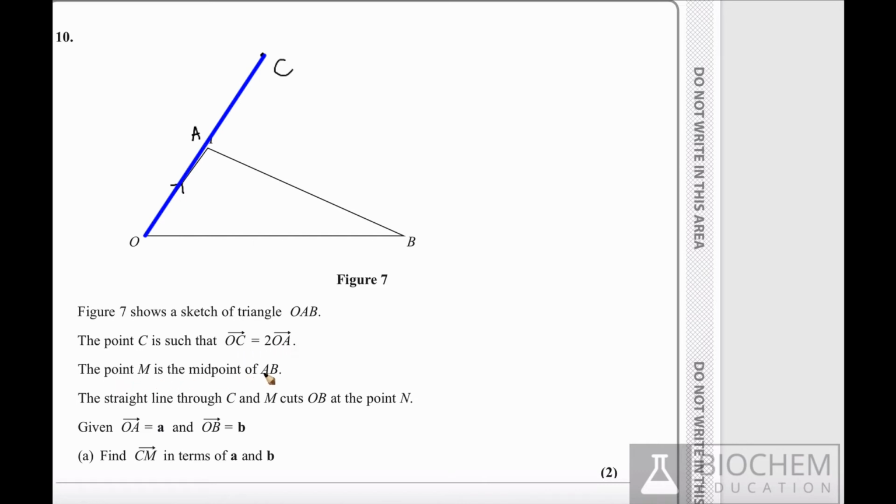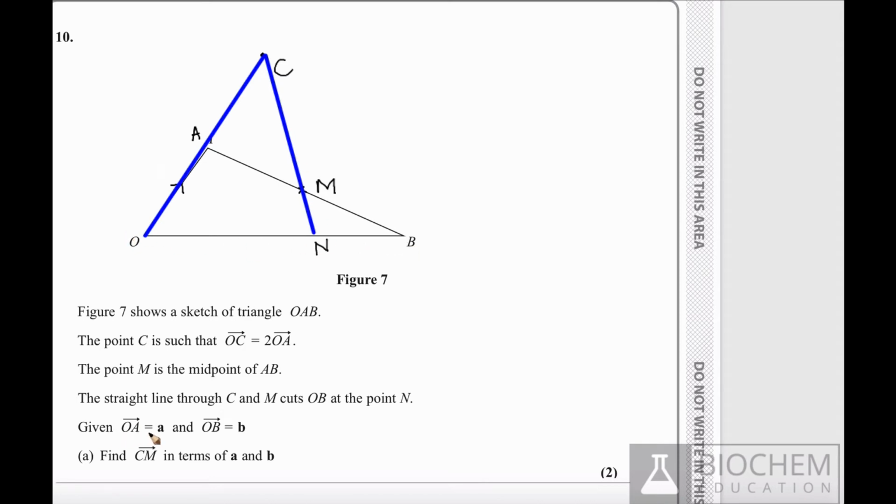Point M is the midpoint of AB. Now this is our AB and point M is the midpoint, so here is our point M. The straight line through C and M: here is our point C, here is our point M, and a straight line would be drawn from C through M, and that's the straight line that cuts OB, this is the line OB, at point N. So that is the point N where the straight line CM cuts the line OB.